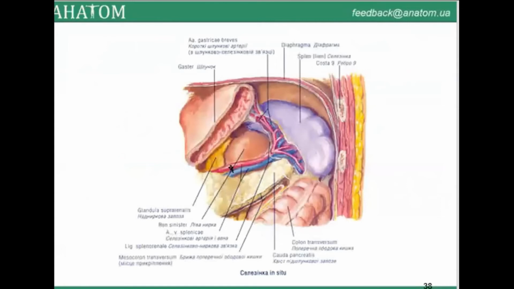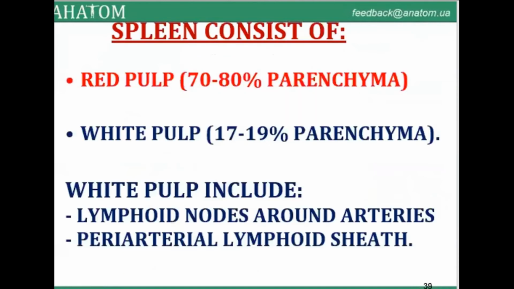Here is where the spleen is located. It connects with the cauda of the pancreas, behind the stomach's big portion, and in topography it is in the regio hypochondrica sinistra. The spleen consists of red pulp, about 80% of the parenchyma, and white pulp, near 20%.